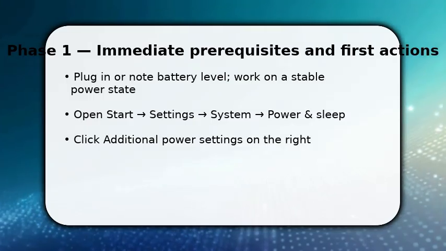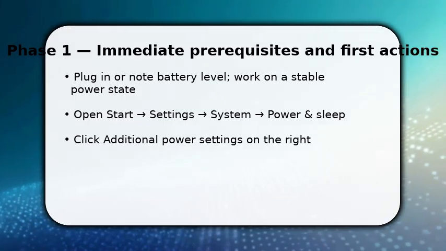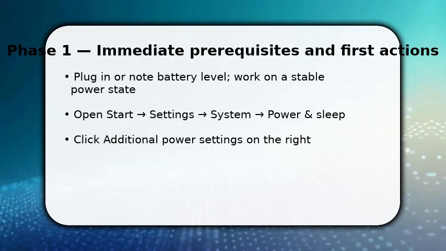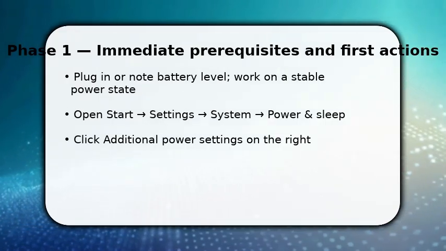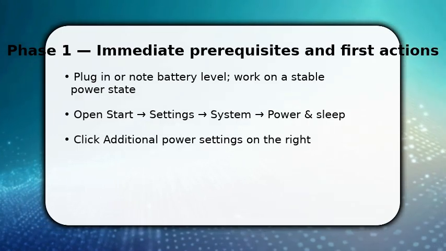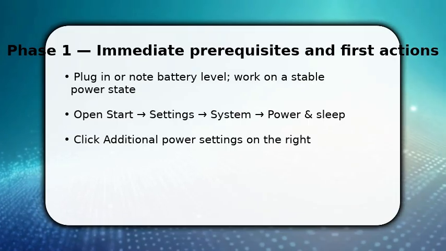You begin by confirming power stability. Plug in if battery is low. Once ready, open Start, go to Settings, then System and Power and Sleep. This puts you at the control panel for battery behavior. Make sure to click Additional Power Settings on the right. This reveals power plans and advanced options.